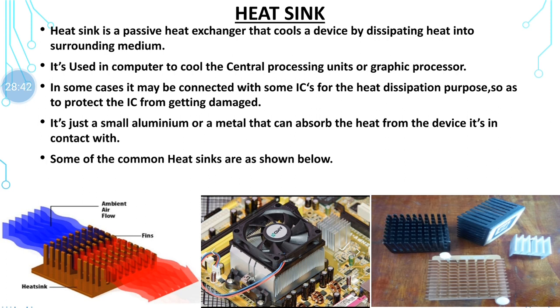A heatsink is a device that is used to absorb the heat from the device that it comes in contact with. It is used in computers for cooling the central processing unit or graphic processor. It is normally made of aluminium or any metal that can absorb the heat from the devices it comes in contact with. The common heat sinks are shown here below.